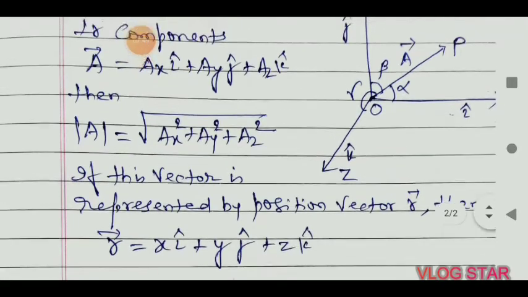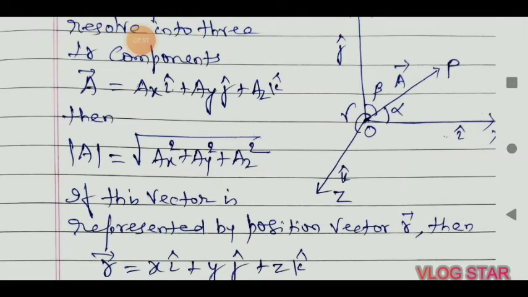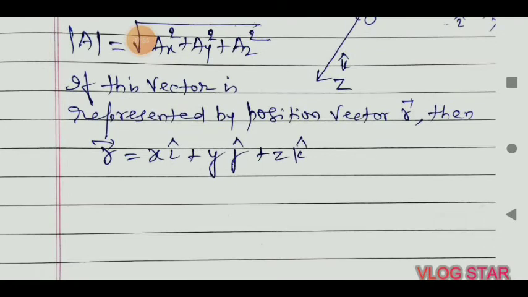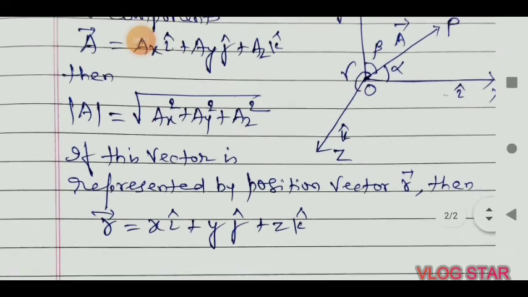Okay. If that vector is represented by the position vector R, then similarly the position vector R is x i plus y j plus z k, where x, y and z are the components of the vector along the x, y and z axes respectively. Okay, thanks.